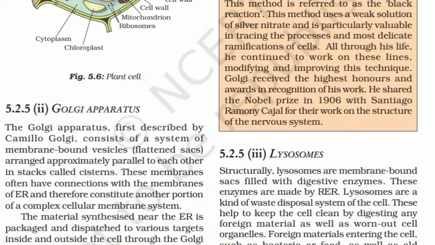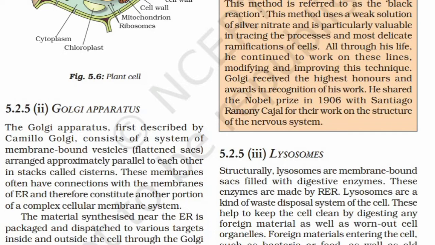These membranes often have connections with the membranes of ER and therefore constitute another portion of a complex cellular membrane system. So what do they form together? They constitute another portion of the complex cellular membrane system. The membranes of ER and the membranes of the Golgi apparatus are connected. So these two membranes together form a cellular membrane system. Like there is a network system, there is also a membrane system.